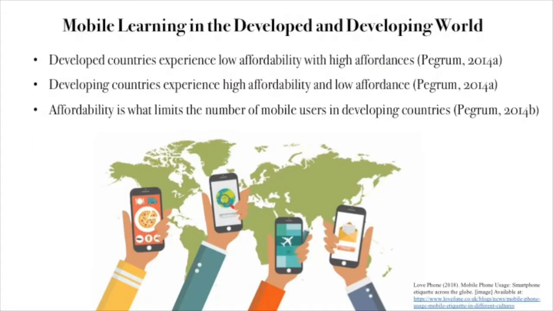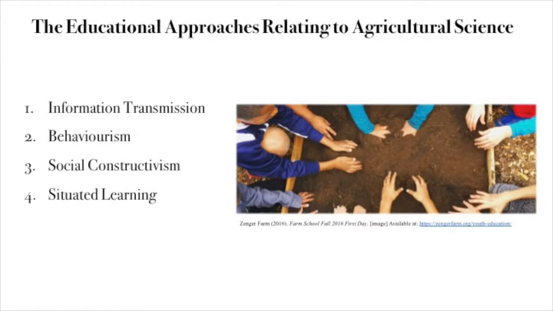In developed contexts like Australia, most people own smartphones, while in the developing world, most people have feature phones. Feature phones are more affordable as they are basic, while smartphones are a lot more expensive with a multitude of functions. In developing and developed contexts, the trend is away from desktop and laptop devices to mobiles that access the internet. The educational approaches relating to agricultural science students are information transmission, behaviorism, social constructivism, and situated learning.